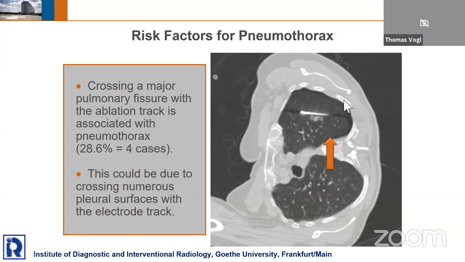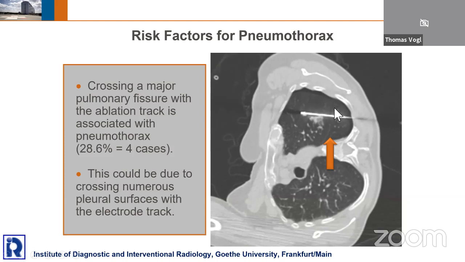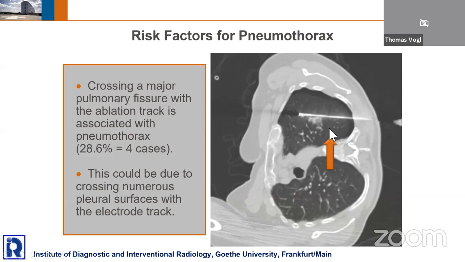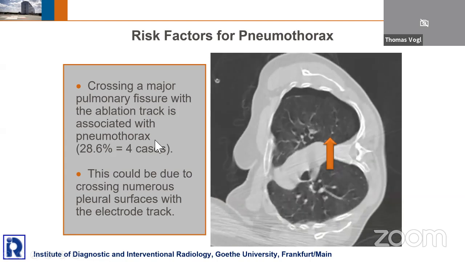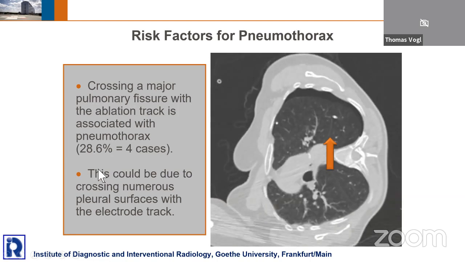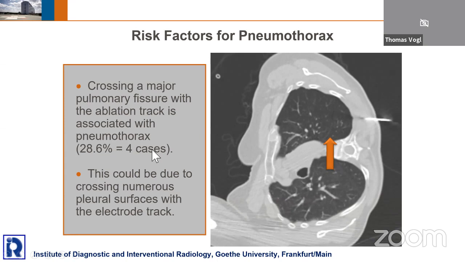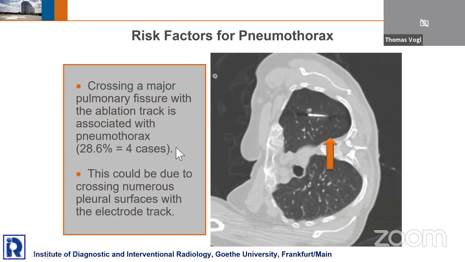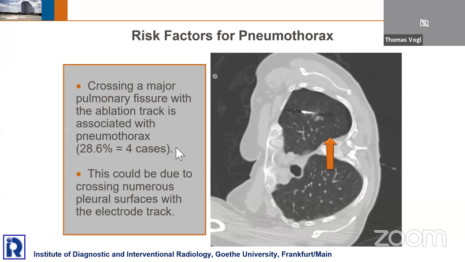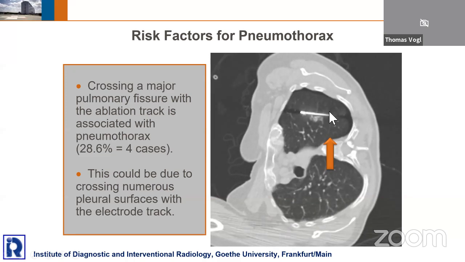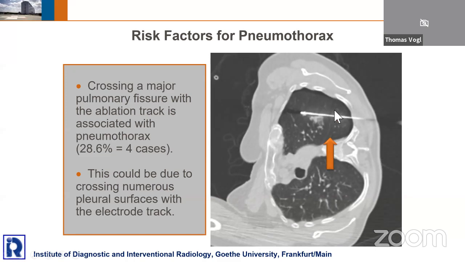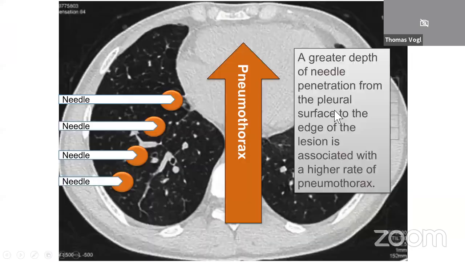Immediately the pneumothorax is starting. You see it here. And my mistake was I crossed the fissure here. You see the fissure? And this happened to me in 4 cases. And you see here that this was nearly 25% of patients. If we crossed the fissure, we had a pneumothorax which was even more difficult to treat. So what we learned from that: always look also in the high resolution scan that you don't cross the fissure. That can help you to avoid major complications.